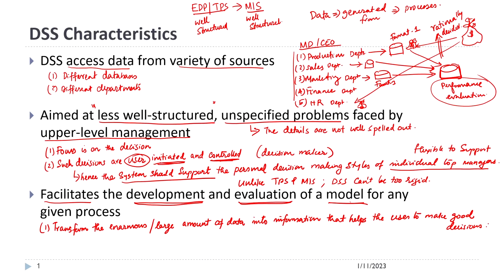Okay. You have an enormous amount of data. The spelling of enormous is questionable. E-N-O-R, so this is not R, enormous. Okay. Enormous, large amount of data. You take that data and then you translate it into information or you convert it into information, just not any information, information that helps the user or the decision maker to make good decisions.